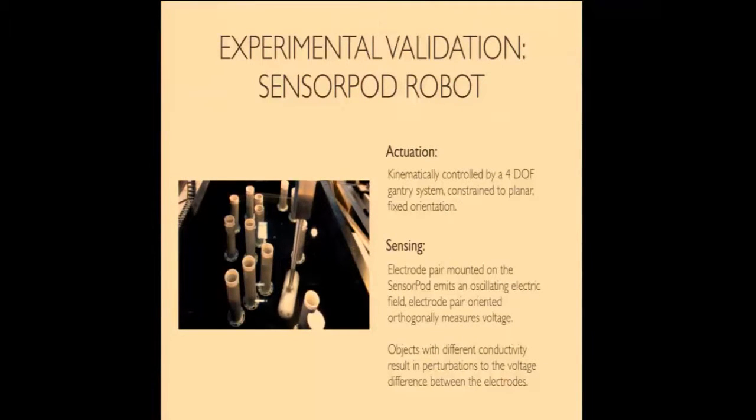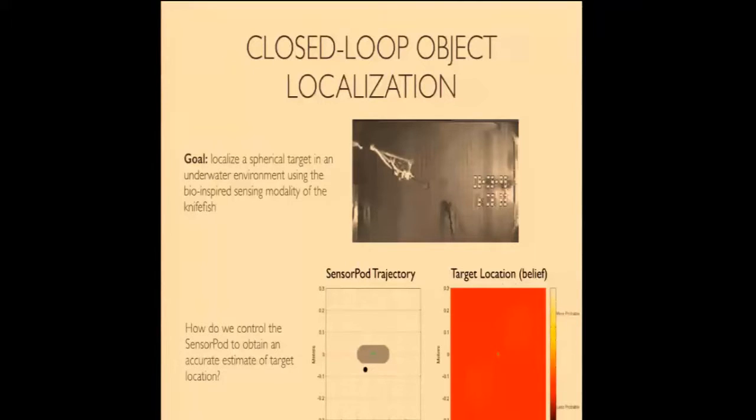And the robot is operated by a gantry system, and I'll skip a little bit of the detail there. But the basic objective here, and this is a video of the fish actually moving around exploring the spherical object, is to get that much clunkier robotic version of the fish, which has the same sensing modality, to be able to do something similar, to move around autonomously, explore an underwater environment, and localize a spherical target.